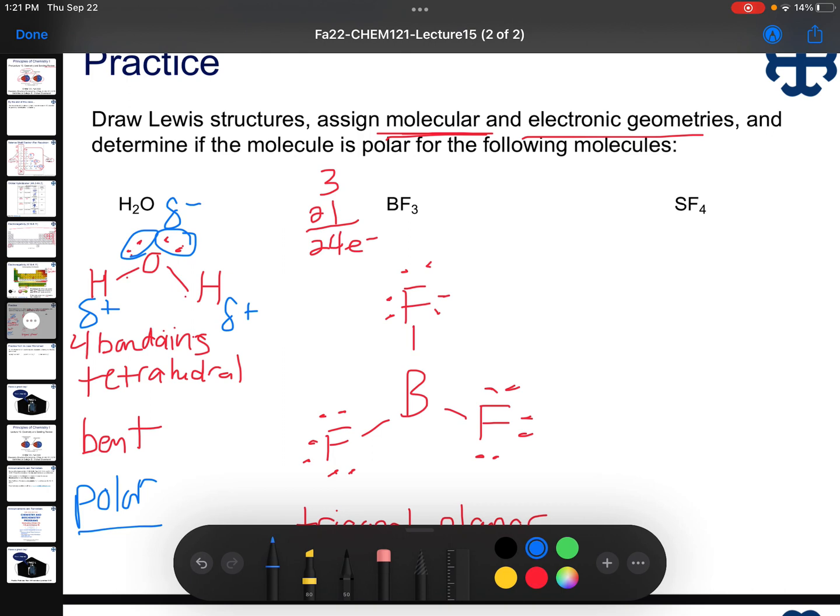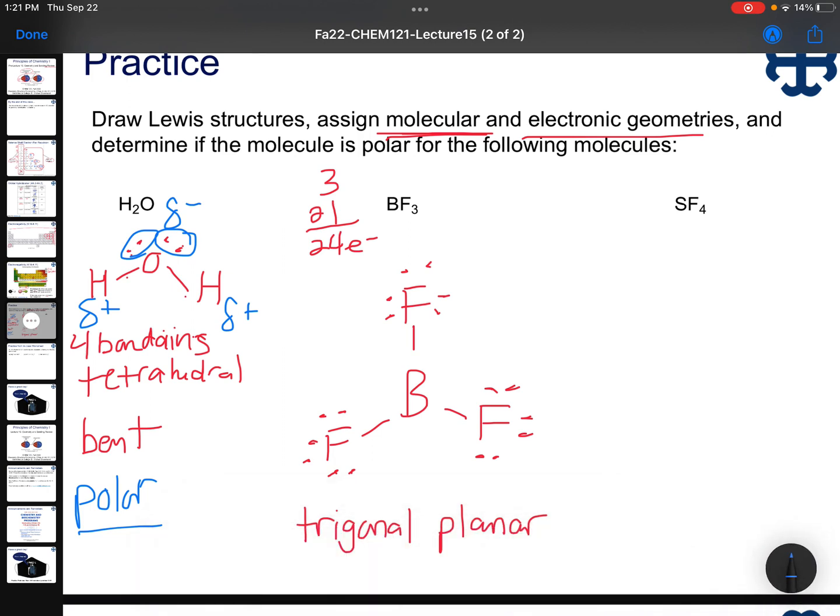As far as bond polarity goes, we know fluorine is more electronegative than boron, and so we can draw our arrows if we wanted to. That would also mean that our boron could take on a partial positive, our fluorines partial negatives, but this is where we have to take into account our geometry. So because we have 3 boron-fluorine bonds that are all pulling in equal and opposite directions, what actually happens here is all of the bond polarities cancel out.